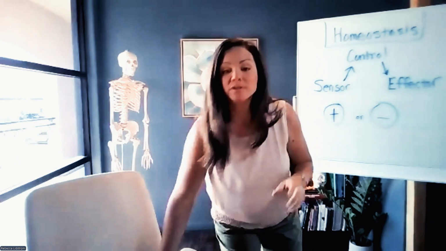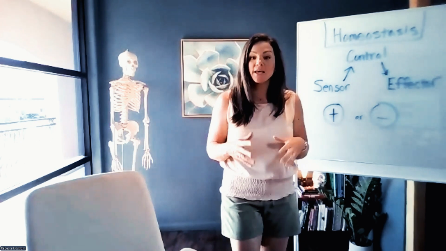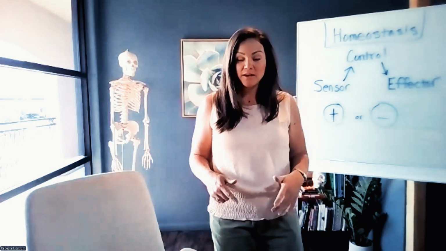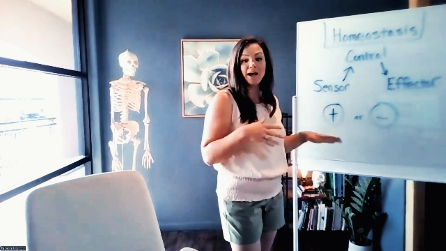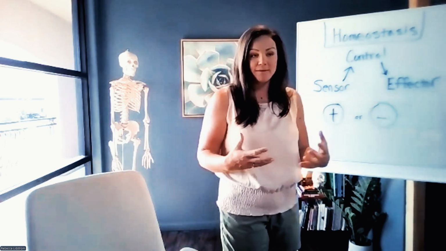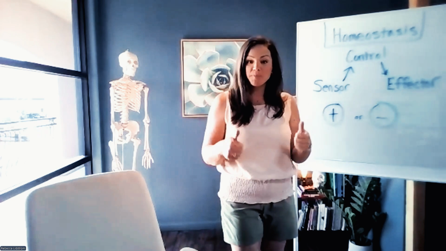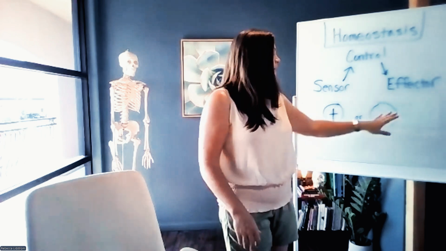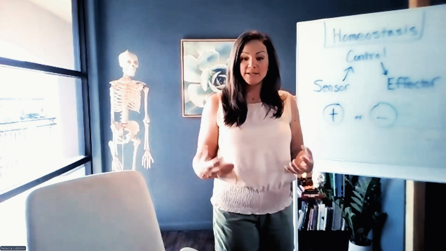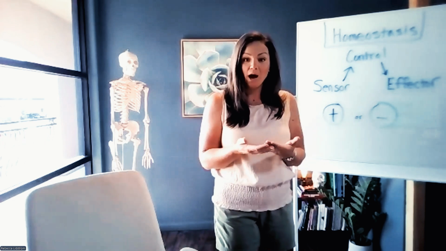Now let's talk about the two different types of homeostasis. There's going to be positive and negative feedback. Positive feedback are going to give us the same response. So the stimulus and the response are going to be the same. Negative feedback are going to be opposites. The stimulus and the response are going to be opposite.